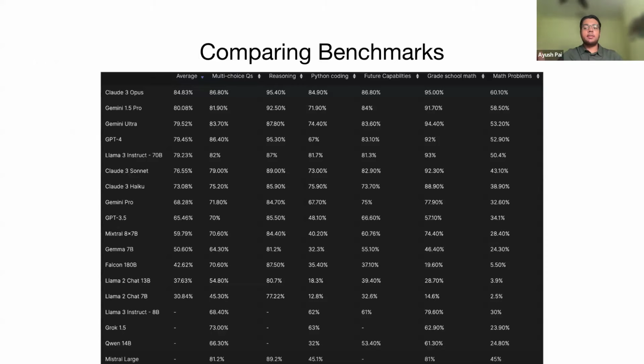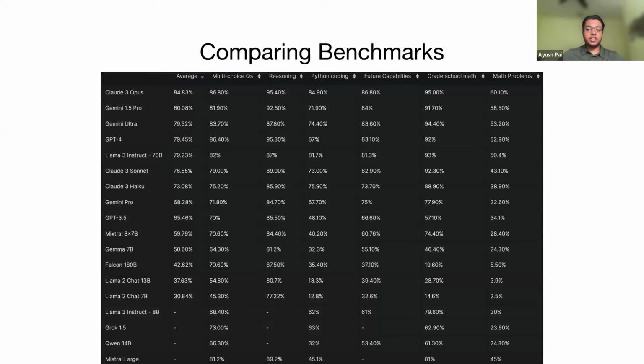So here we compare the benchmarks of various large language models across multiple metrics. The table highlights key performance indicators such as average score, multiple choice questions, reasoning, Python code, future capabilities. And it shows all these different categories here. And notably, Claude 3 Opus and GPT-4 really excel in reasoning and multiple choice questions, showcasing their robust and complex problem-solving skills, and general knowledge tasks in general, because they have the biggest models, obviously.